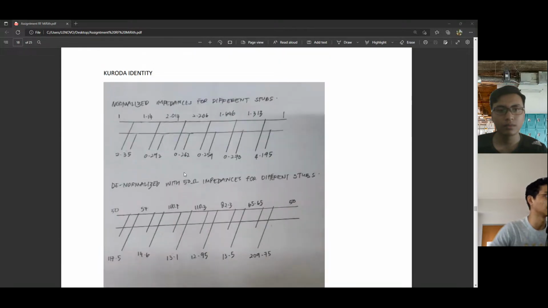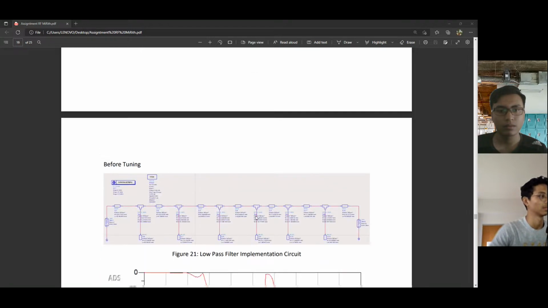Okay. Next step, we need to normalize using the Kuroda implementation. For this part, we just look at this, and for the denormalization, we need to multiply by the 50 ohm impedance. So, next.